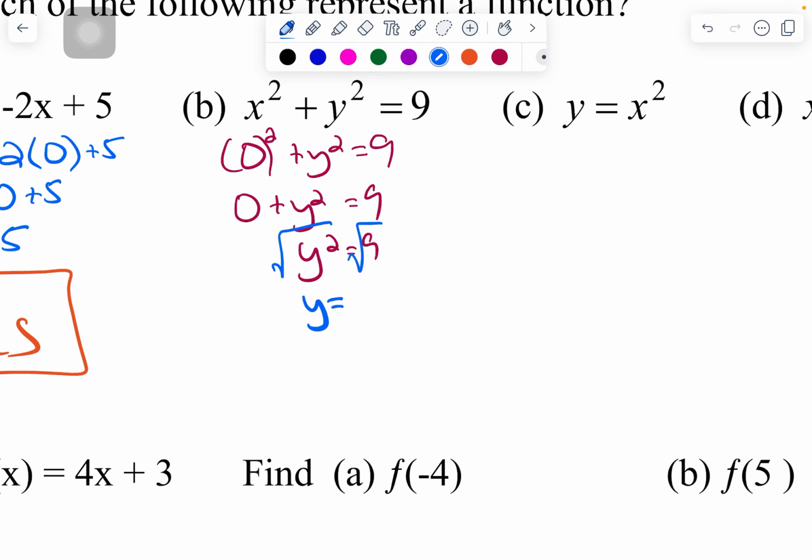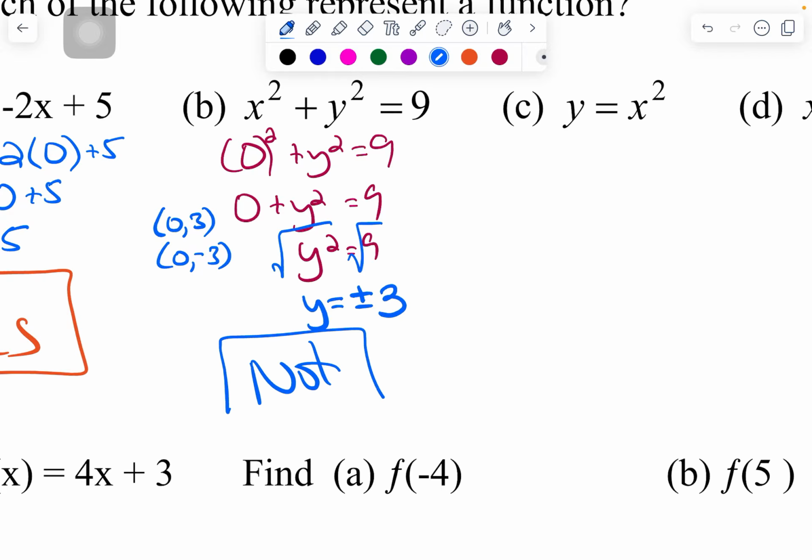But here's where it gets tricky. You have to remember, when you put a square root into a problem, you have to include a plus or minus. Here, this is where we're going to have a problem. We put x in the problem, but we're getting back both positive 3 and negative 3. So in this particular problem, you'd have two ordered pairs, (0, 3) and (0, negative 3). This is absolutely not a function.